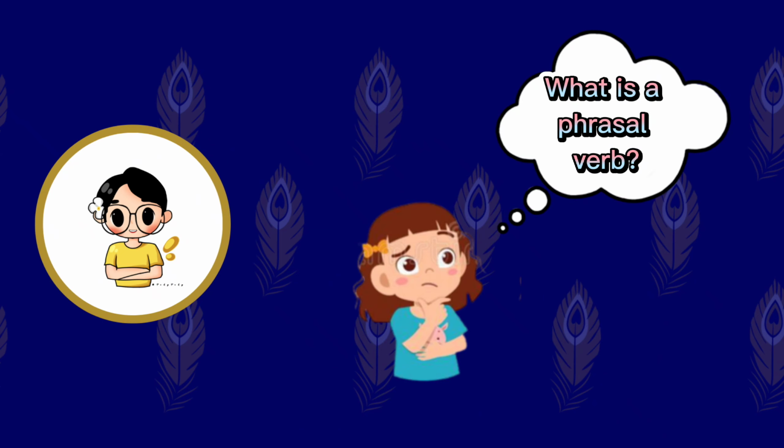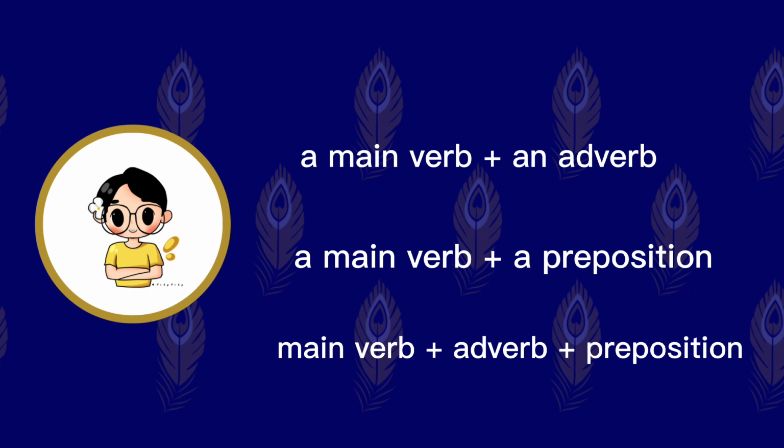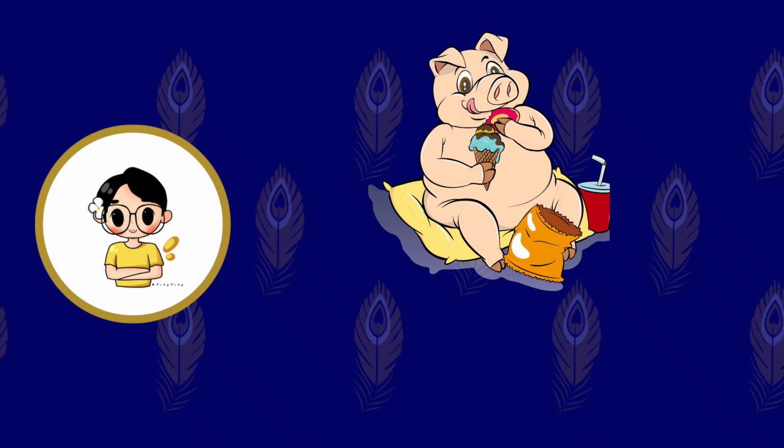First of all, you need to know what a phrasal verb is. A phrasal verb is a verb that is made out of a main verb together with an adverb or a preposition, or the combination of both an adverb and a preposition. The phrasal verb we are going to learn in this lesson is "pig out".